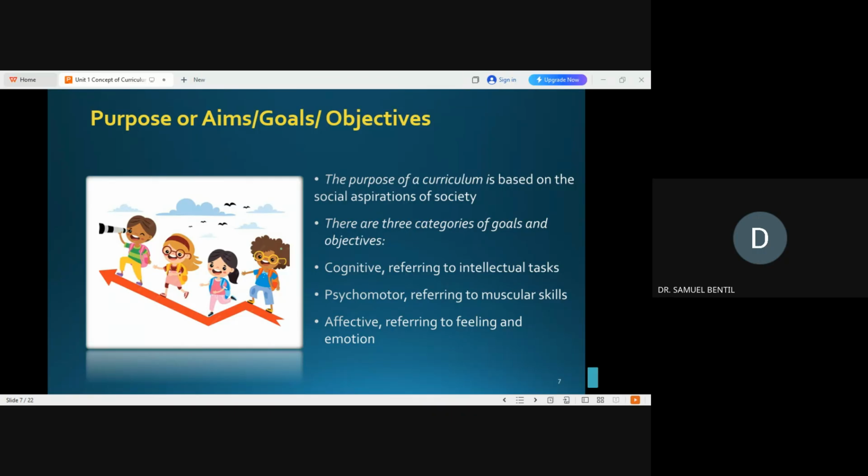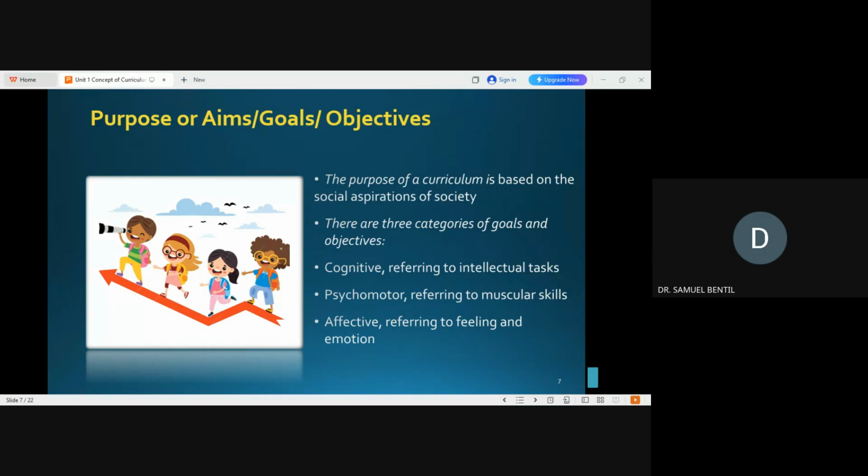So the aims, goals, and objectives are always based on the social aspirations, social needs, and concerns of the society. And anytime you are constructing your aims, goals, and objectives, or your purpose, it must reflect the various domains of learning, which include the cognitive, affective, and psychomotor domains, which are very, very critical to ensure a holistic development of the learners.